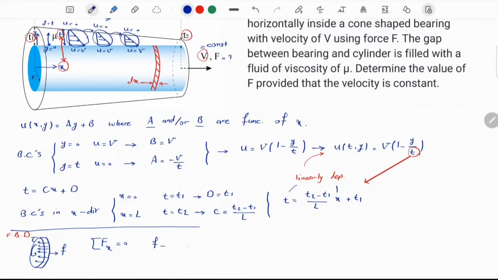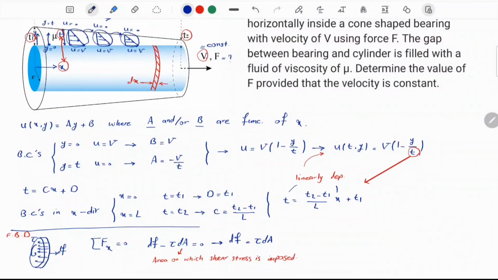F minus tau dA equals 0. What is dA? dA is the area on which shear stress is imposed. Okay, from this now we have force equals tau dA. I call this force dF because it is imposed on a differential element, and this is dF.